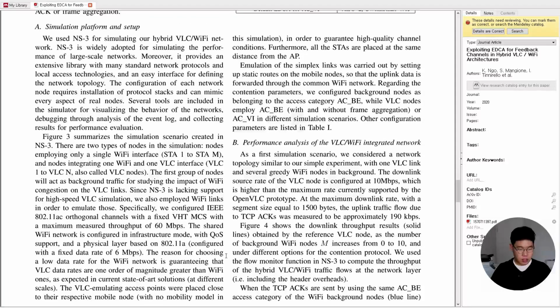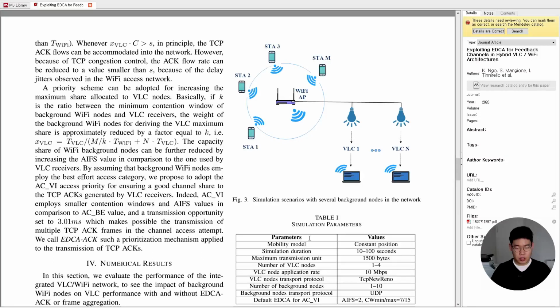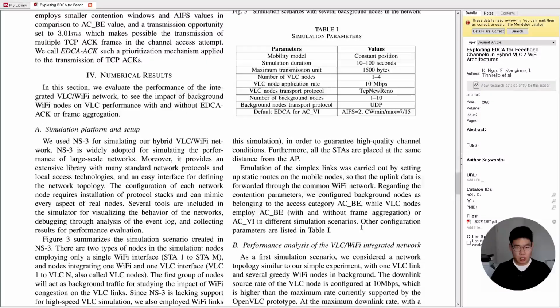As for the topology, the VLC emulating access points were placed close to their respective mobile nodes, with no mobility model, in the Figure 3 simulation scenarios with several background nodes in the network. In order to guarantee high-quality channel conditions, furthermore, all the STAs are placed at the same distance from the AP. Emulation of the VLC links was carried out by setting up static routes on the mobile nodes so that the uplink data is forwarded through the common Wi-Fi network.